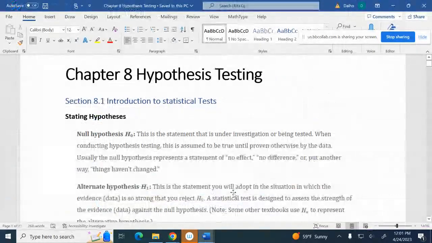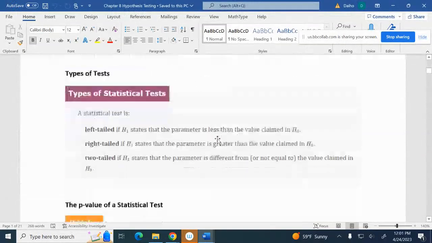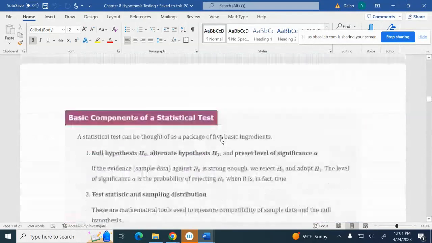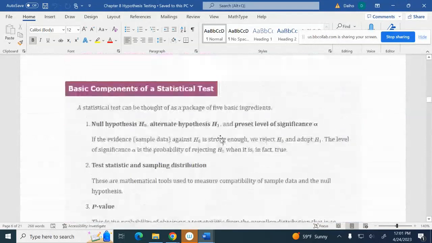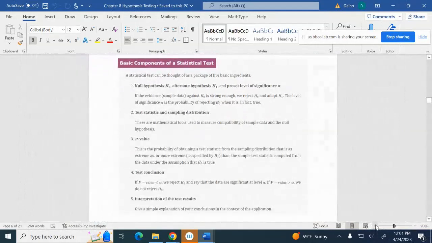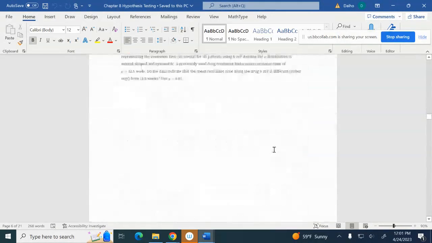We are discussing chapter 8, hypothesis testing. Any kind of hypothesis testing, we have to apply 5 steps. So here are the 5 steps, right? So far, we have 2 kinds of hypotheses. Let me summarize the 2 hypotheses.